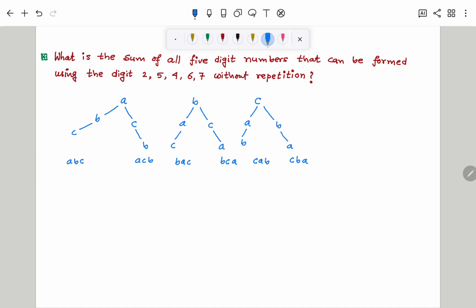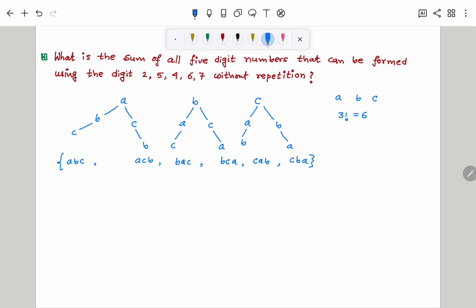So it is clear that if we have 3 symbols A, B and C, and we want to construct 3 digit numbers, then the total number will be 3 factorial. So 3 factorial means we have exactly 6 numbers. Here are the 6 numbers we have. This is first, then this is second, and then this, and then this, so in total we have 6 numbers here. This is the complete list of 3 digit numbers using the symbols A, B and C.